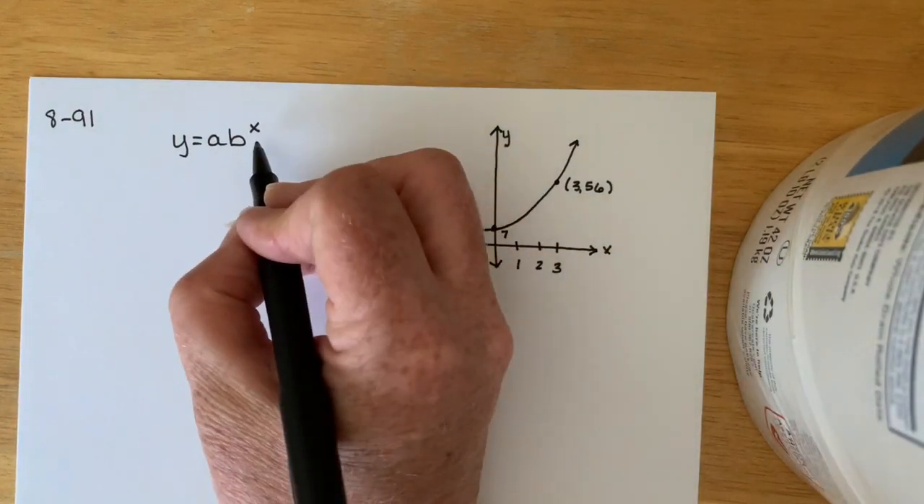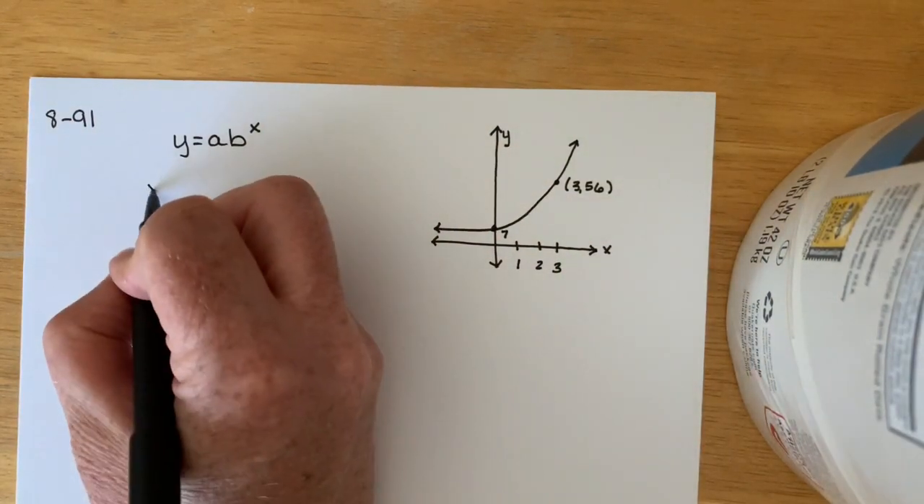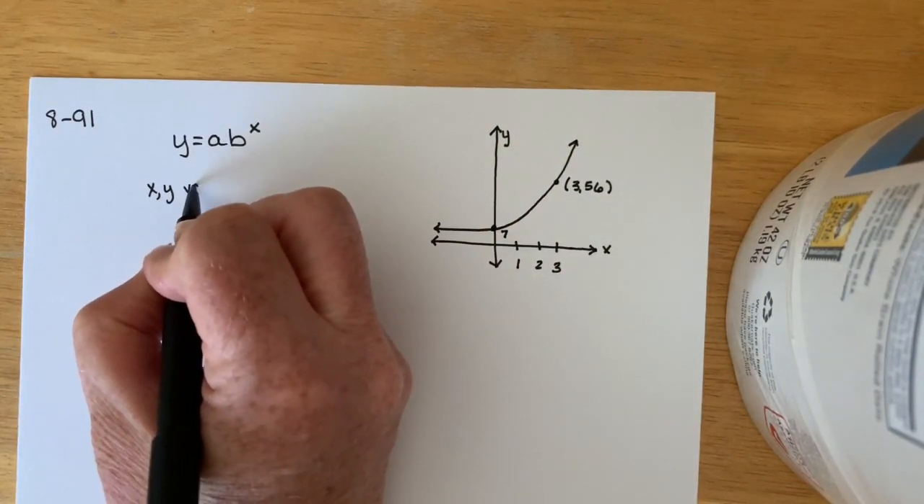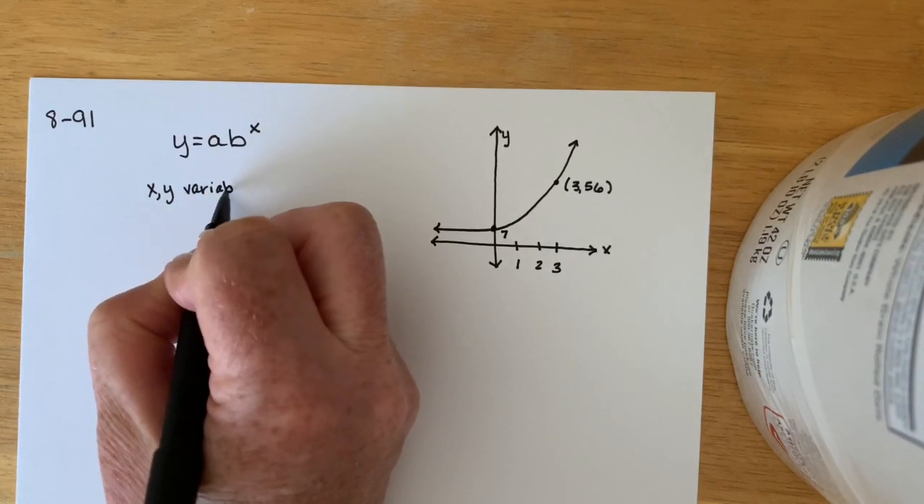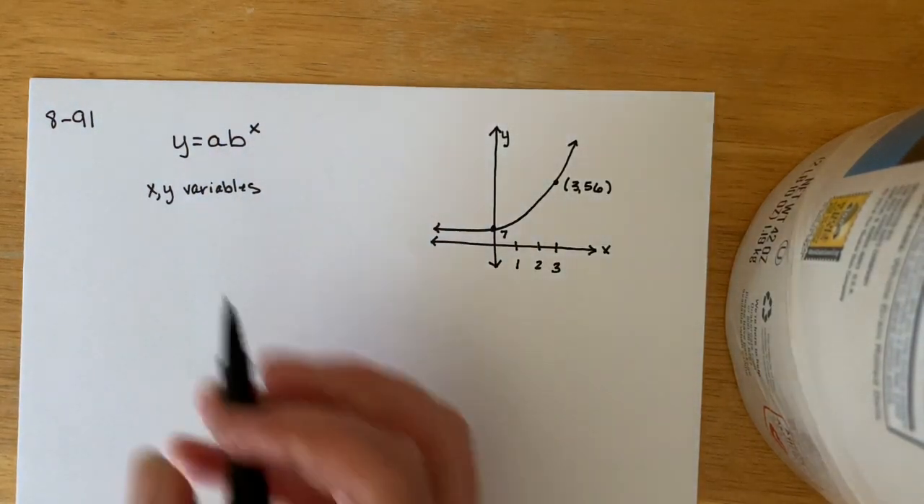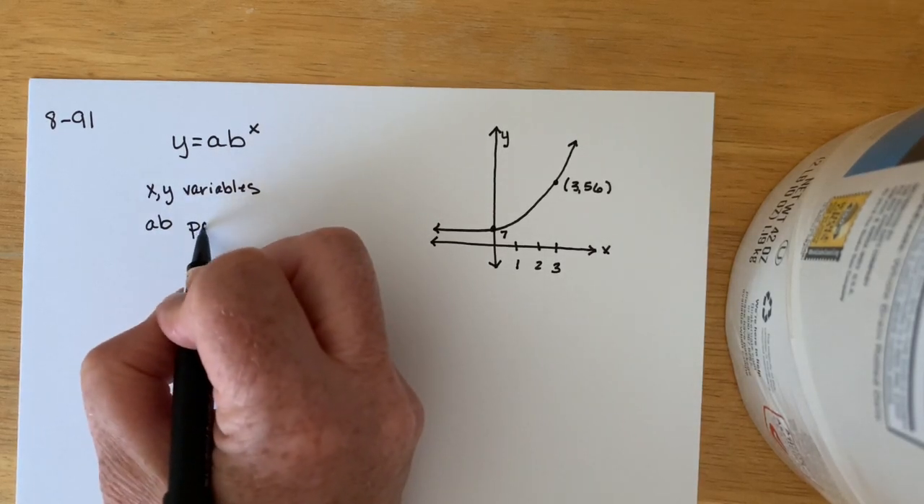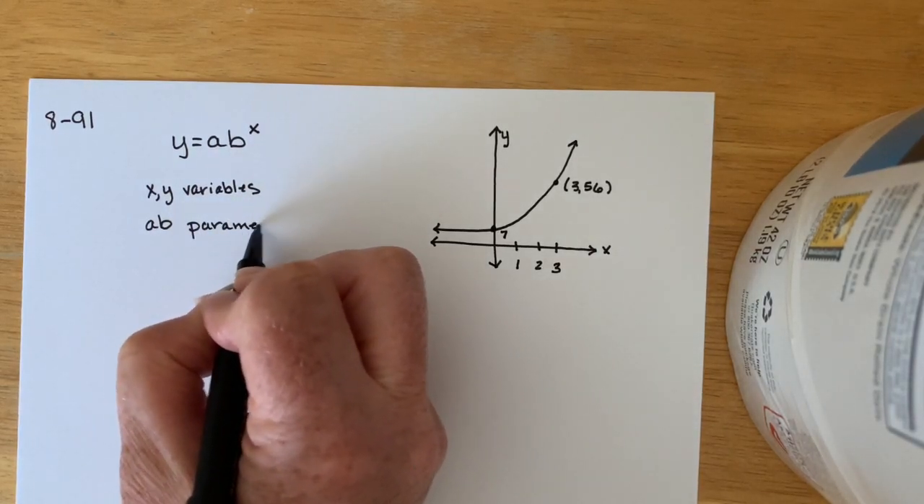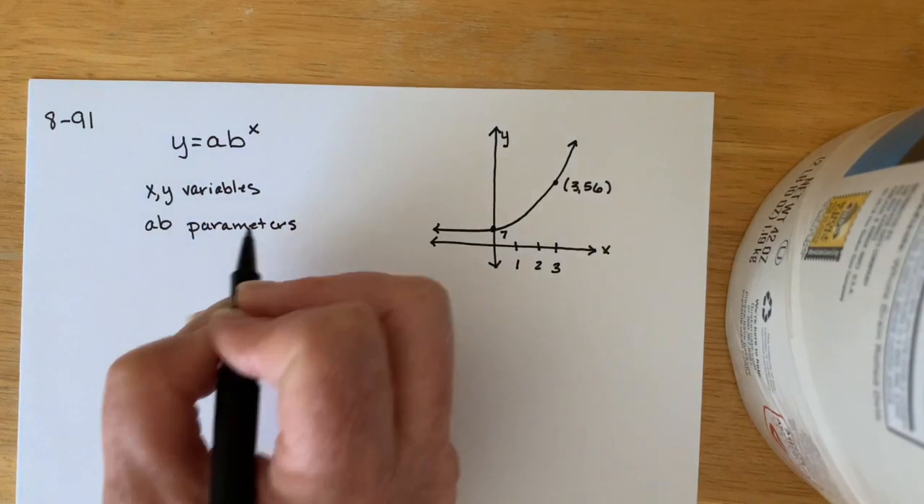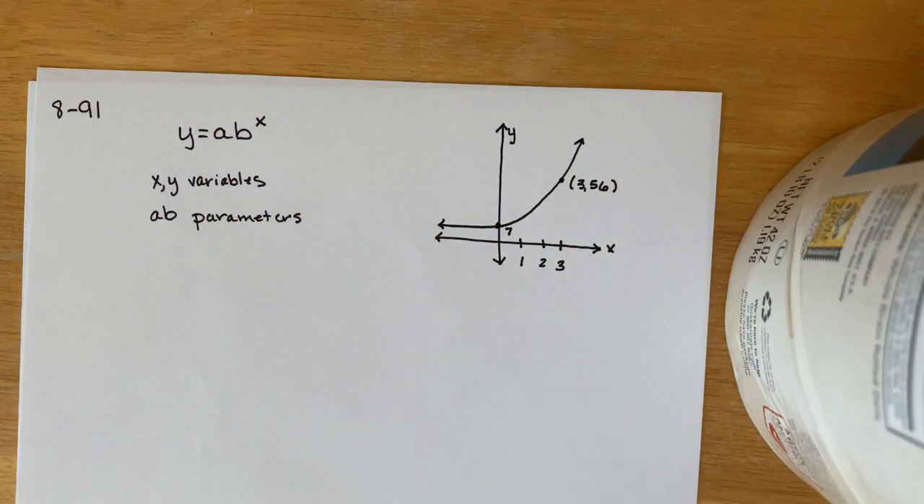Remember, we know that x and y are our variables. Those are the letters that we use all the time as our input and our output. In this case, a and b are the parameters, much like m and b are in a linear equation. So that was part A.